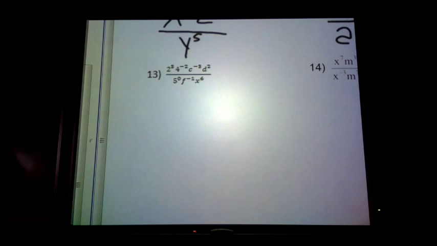What's 5 to the 0? 1. F to the negative 1, move it to the top. X to the 6, stays there. I like it. So some things move. One of them became 1, and some things stay where they should be.